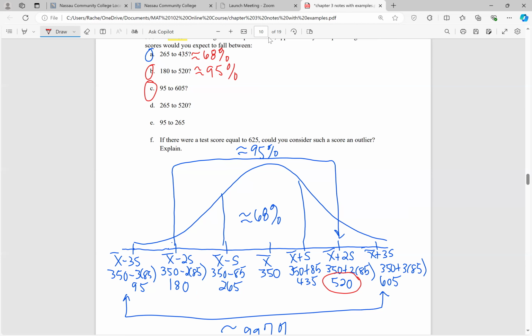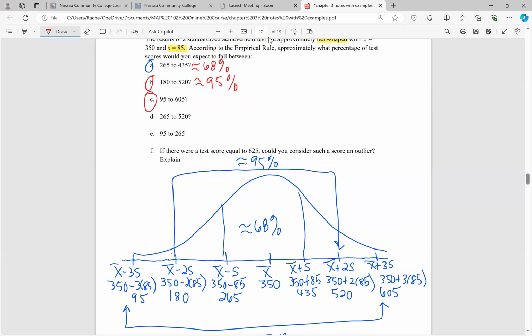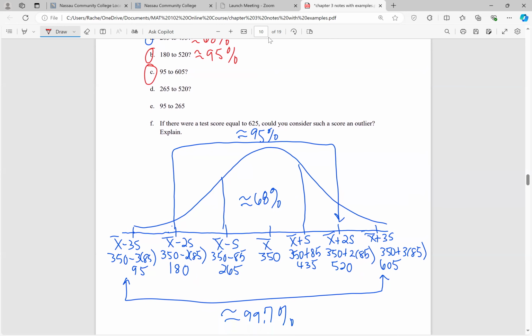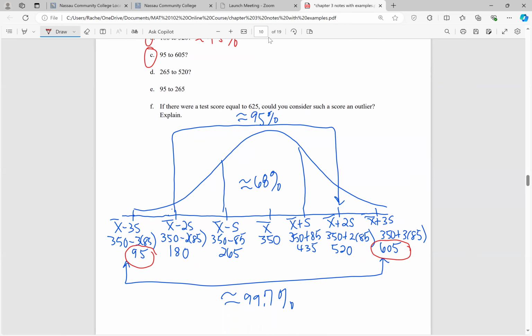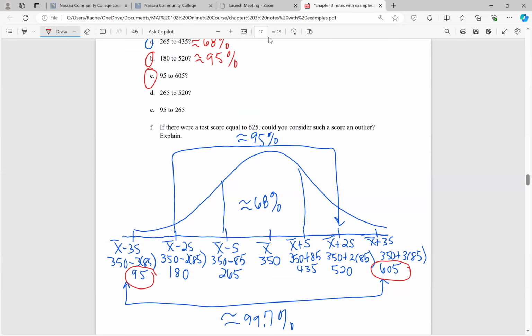Now let's look at part C. Part C says, what percent of our scores would we expect to fall between a 95 and a 605? So here's a 95, here's the 605, and both of those scores are 3 standard deviations away from the mean. And our empirical rule tells us that we would expect about 99.7% of our data values to fall within, or between, 3 standard deviations from the mean. So this is going to be approximately 99.7%.